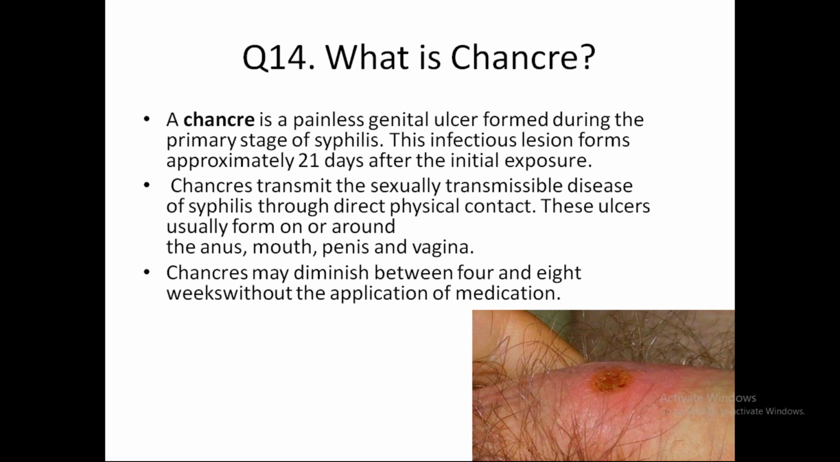You can see this lesion formed 21 days after initial exposure. The chancre transmits the sexually transmitted disease through direct physical contact. These chancres are usually present around the anus, mouth, penis, and vagina of the infected patient. These lesions usually fade away between 4 and 8 weeks without application of any medication.